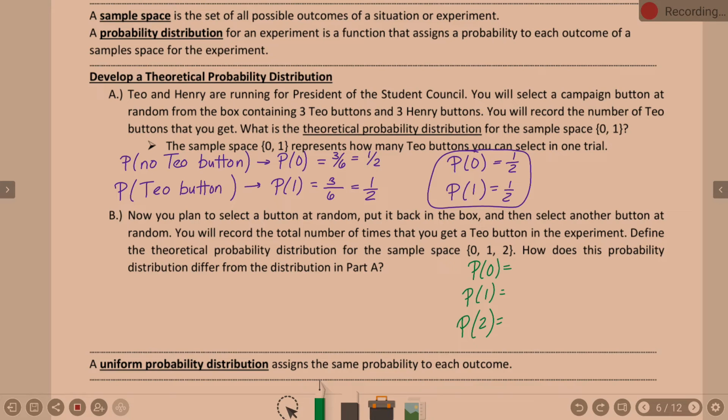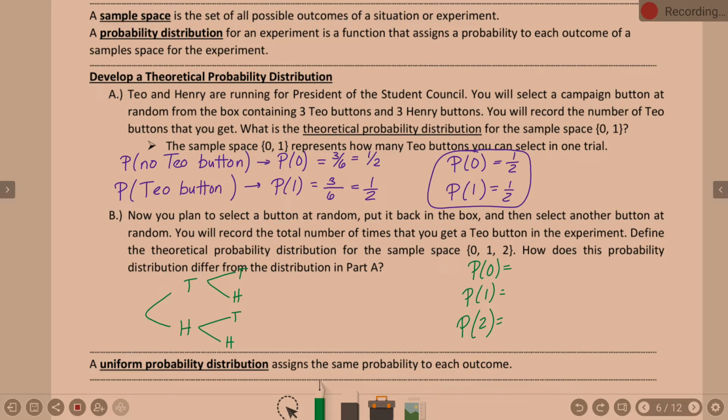When you draw that first button, what could you get? You could get a TO button, or you could get a non-TO button. I'm going to say a Henry button since that's my only other option, but I agree, TO or non-TO. Then what did you do? You put that back in the box, and then you selected another button, yes? If my first button was a TO button, what are my options this time? You could get a TO button or a Henry button. If I got Henry the first time, what are my options the second time? Also, TO or Henry again, yes?